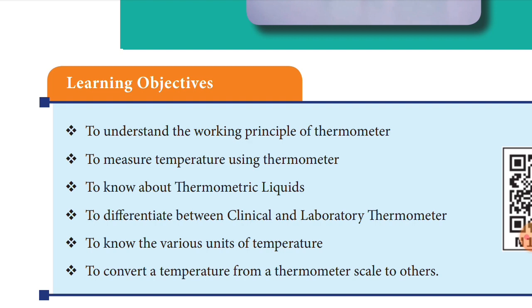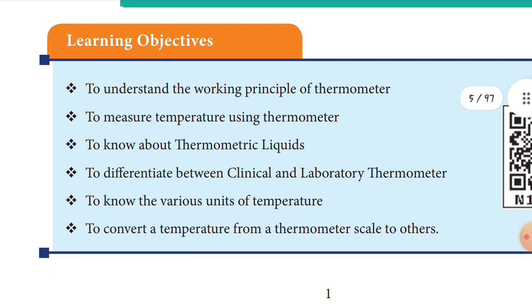Do you know the various units, children? Fahrenheit scale, Celsius scale, Kelvin scale. These are the different types of units, children. The last point, to convert the temperature from one thermometer scale to others. This is a very important problem, children. I will tell you later. Fine, children? Yes.